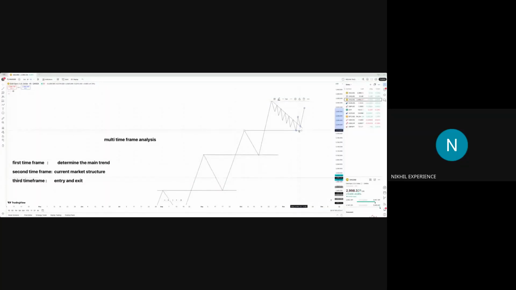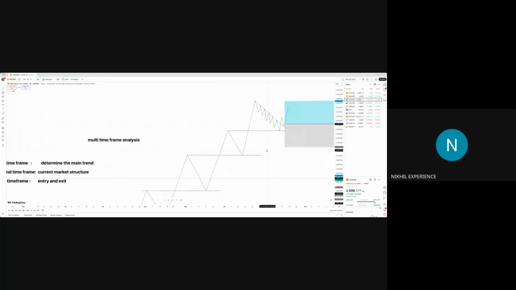So you are looking for a way to engage the markets. Then you see this change of character. Then price is pulling back to retest this trend line. What are you trying to look for on your third time frame? Entry and exit. Your entry candlestick confirmation around this point. You see an engulfing. Once that candle closes, the next candle open, you are taking your trade. The next candle open here, you are taking your trade.